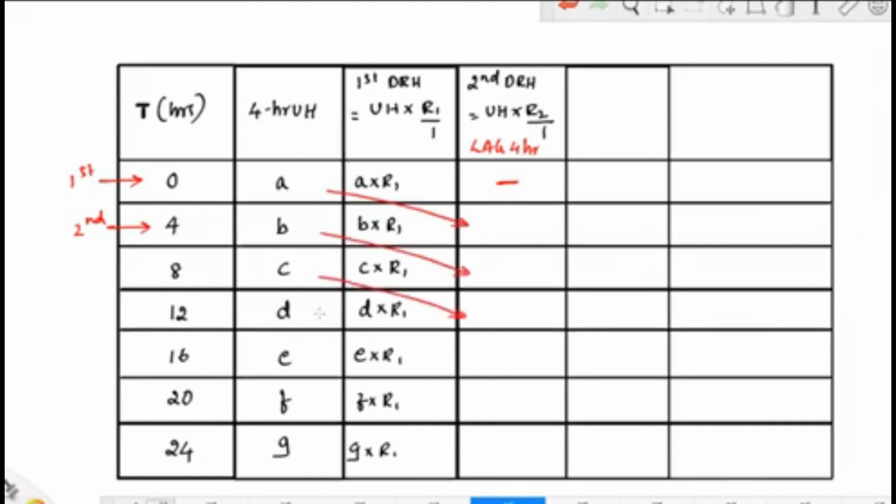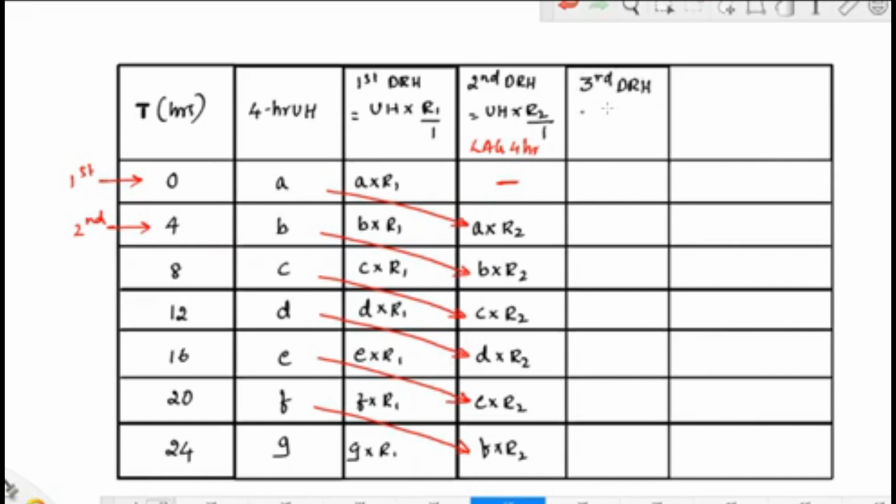You can see the arrow marks. So what you have to start here is that here it will be A into R2, B into R2, C into R2, D into R2, E into R2, F into R2.